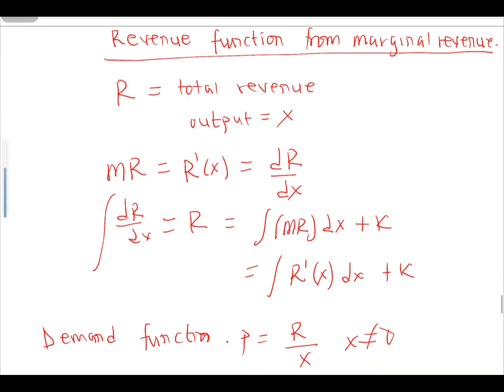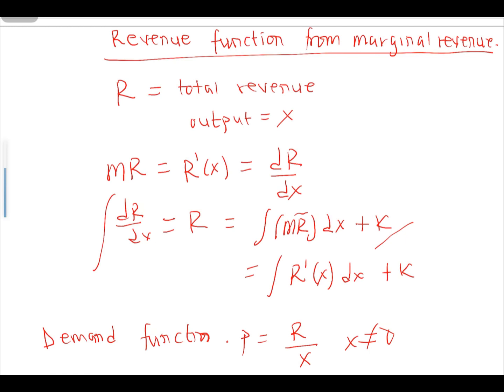And therefore, since integration is the reverse of differentiation, when we want to get our revenue function back, we need to integrate that marginal revenue. In this case, you need to introduce the arbitrary constant of integration, which is K. As I have represented it here, some may represent it as MR, and some may represent it as R prime of X.